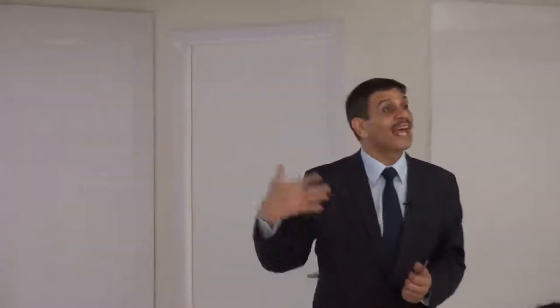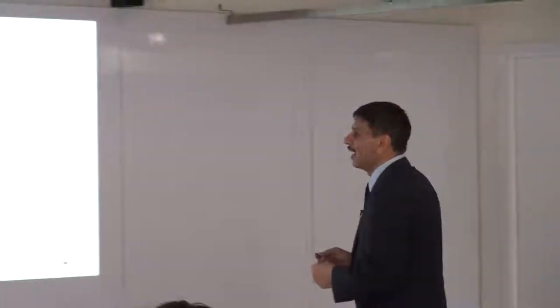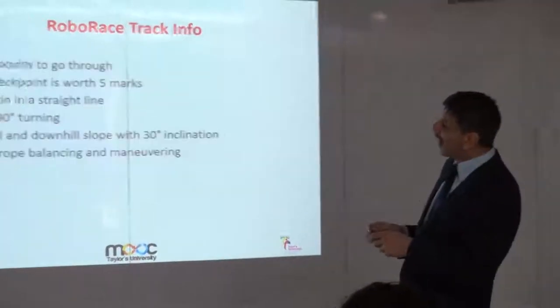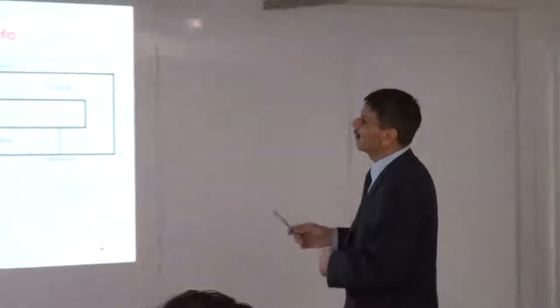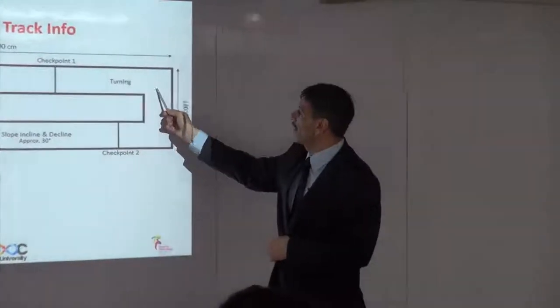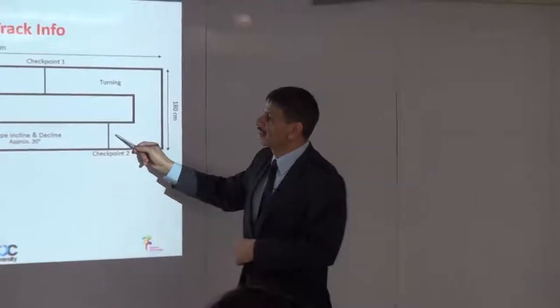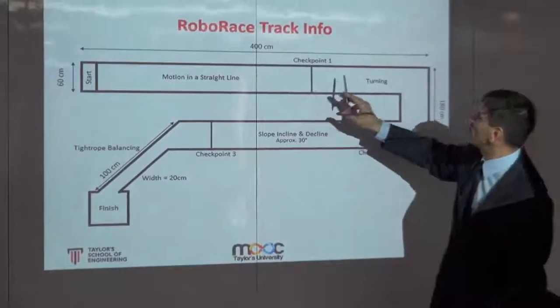Now, we didn't say this, but we encourage you to build your own track to test the robot on, even before the test day. And there'll be a tightrope balancing and maneuvering. Okay? So this will be, you go like this, straight, then 90 degrees, then this is the slope. So this is checkpoint one.